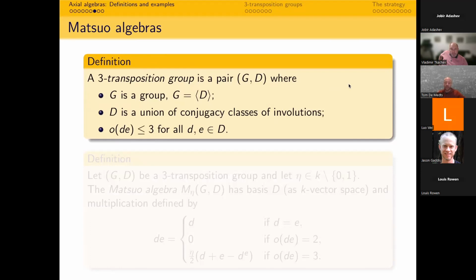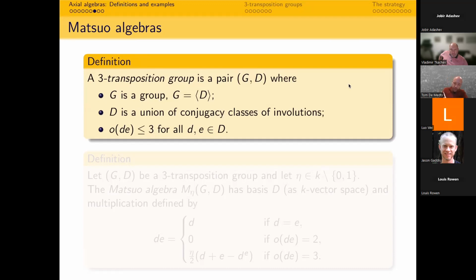A three transposition group, these things were studied deeply by Fischer, is a pair consisting of a group and a generating set for this group. So a group G with the generating set D. And importantly, D consists of involutions. That's a union of conjugacy classes of involutions, so a subset of involutions invariant under conjugation.